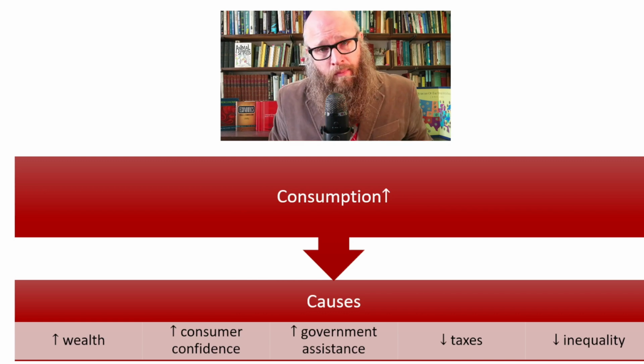And then that last bullet point is about inequality. Who spends a higher percentage of their income, the more wealthy or the lower income? The lower incomes do. So as we lower inequality, or we redistribute money from those who don't spend to those who do spend, we will see a higher increase in the total consumption of the economy.